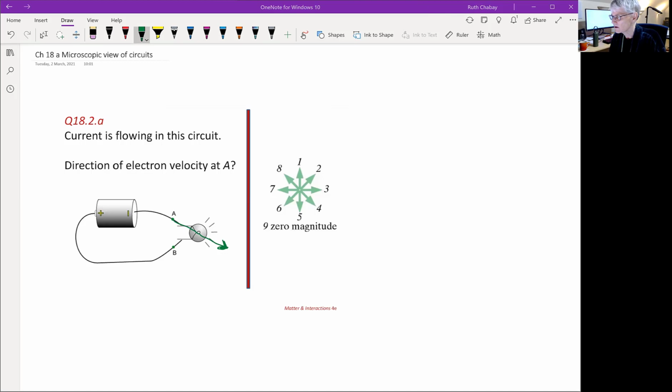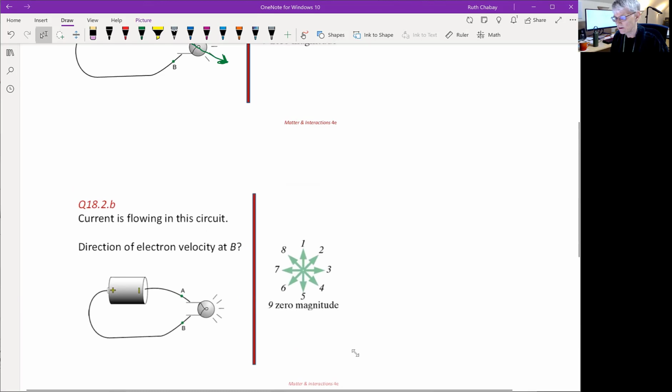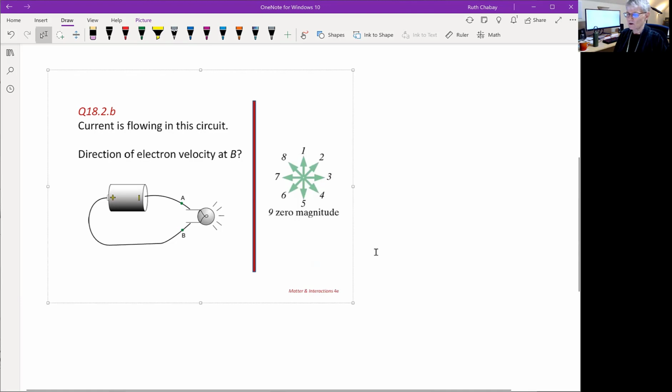And just for completeness, let's consider location B, which is on the other side of the light bulb. And the question is, what's the direction of the velocity of electrons flowing through the circuit when the light bulb's lit at location B? And you said six, which of course is an extremely sensible answer.